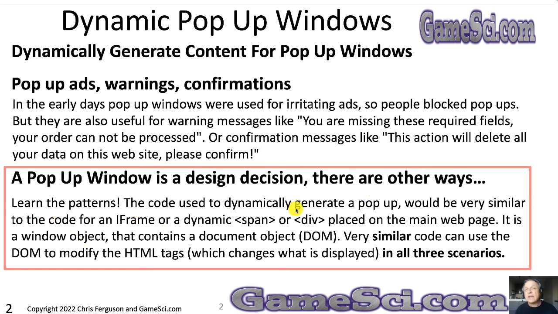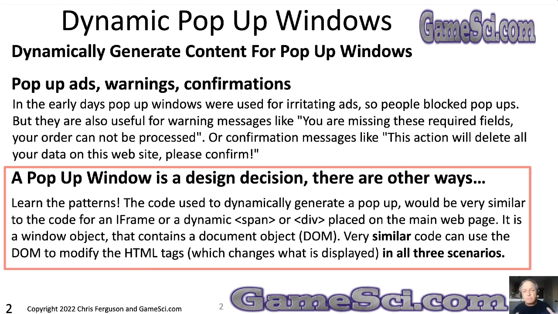The code used to dynamically generate a pop-up would be very similar to the code for an iframe or a dynamic span or div placed on the main web page. It is a window object that contains a document object, a DOM. Very similar code can use the DOM to modify the HTML tags, which changes what's displayed in all 3 scenarios.